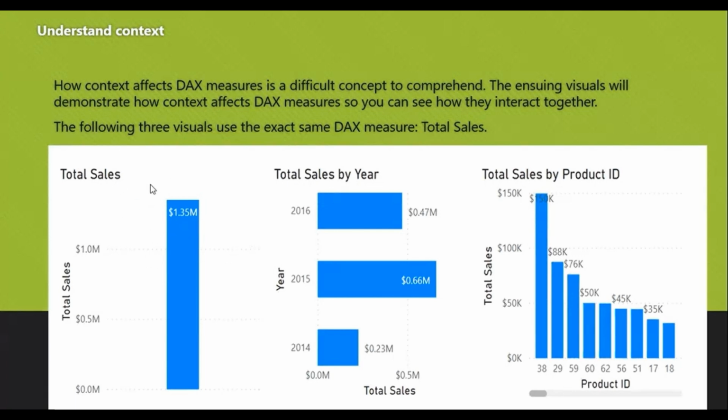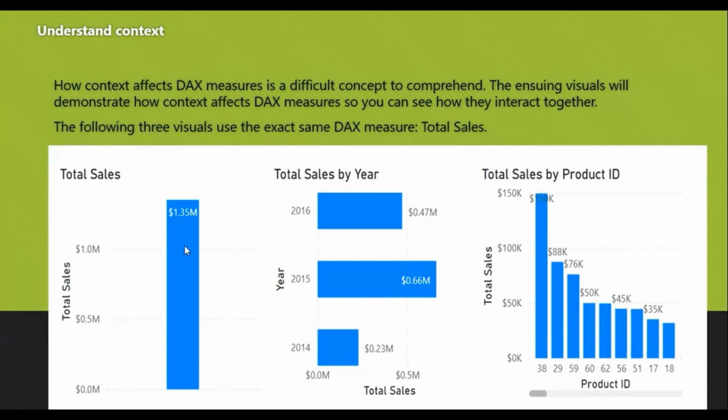So this first one is showing me the total sales. The second one is showing me the total sales by year. Same measure is showing me the total sales by year. And the third one is showing me the total sales by product ID. Okay. So it's the same measure value being represented in Power BI in three different contexts.